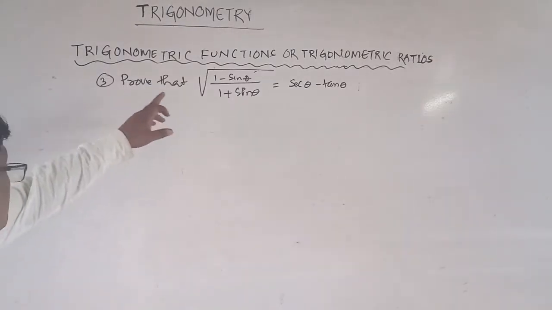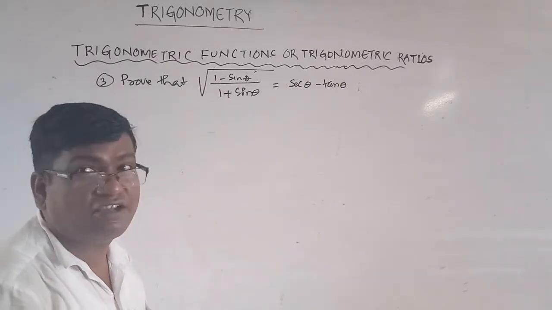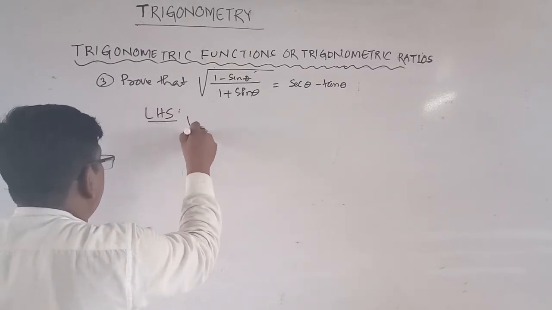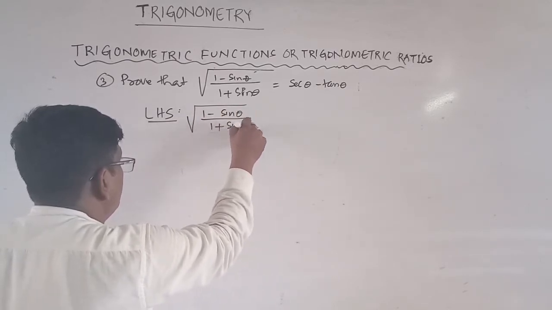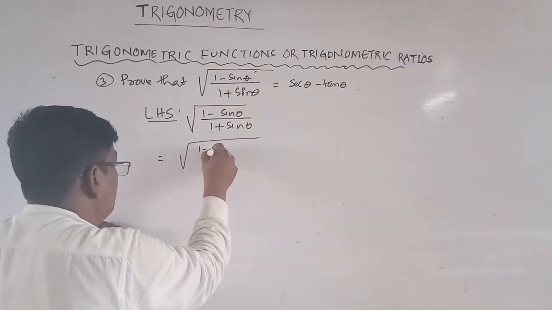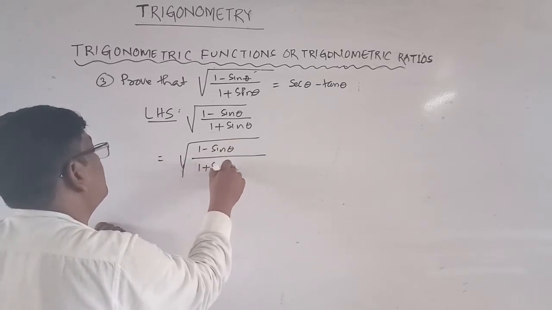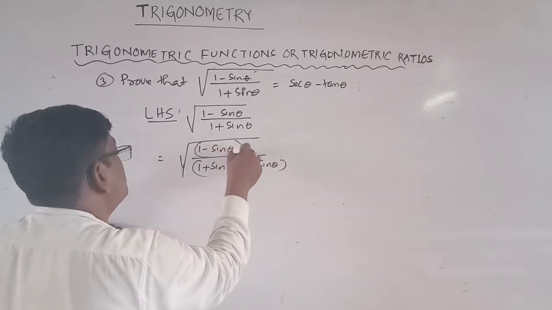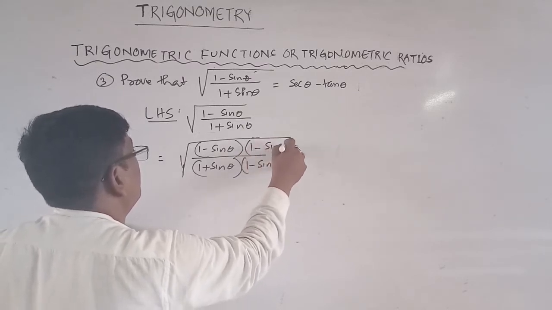This is the question: prove that square root of (1 minus sin theta) divided by (1 plus sin theta) is equal to sec theta minus tan theta. So the left hand side is square root of (1 minus sin theta) divided by (1 plus sin theta). Now rationalize this: multiply by 1 minus sin theta in numerator and denominator, giving 1 plus sin theta times 1 minus sin theta.